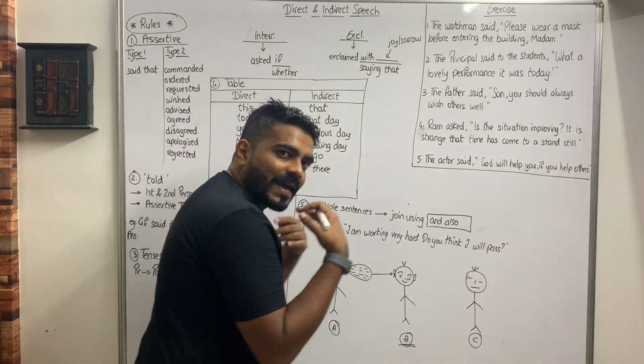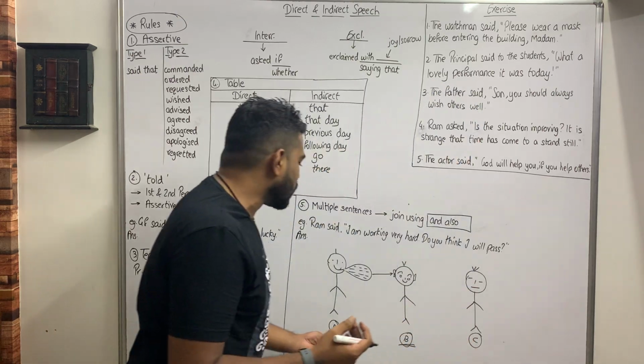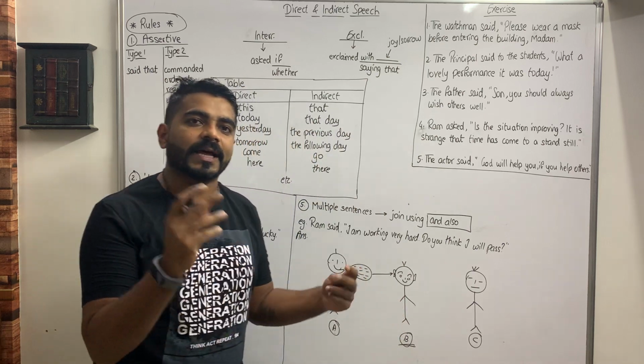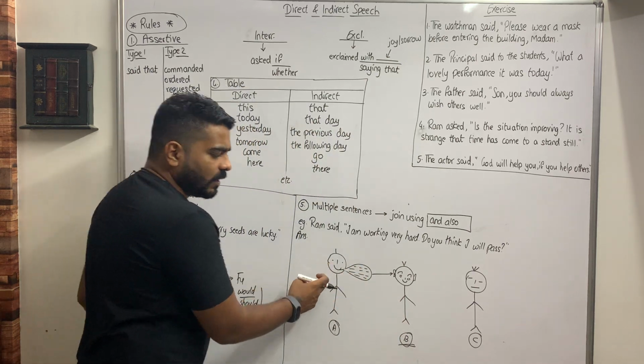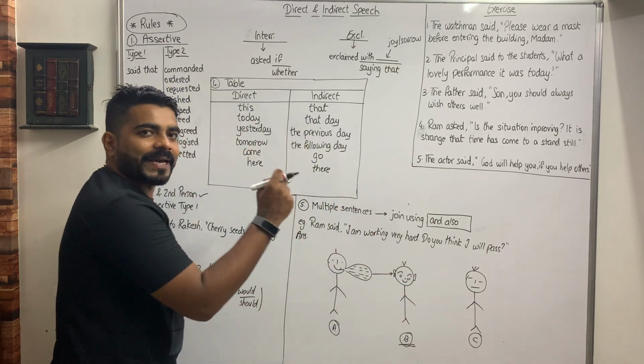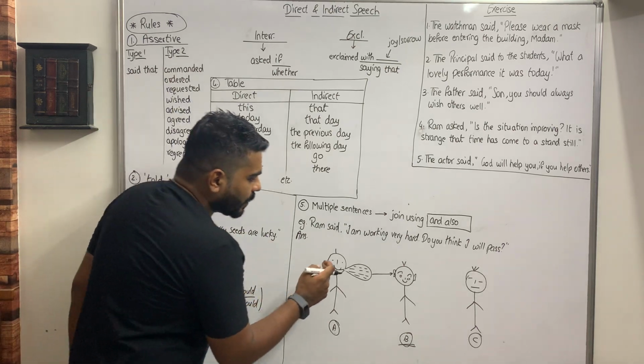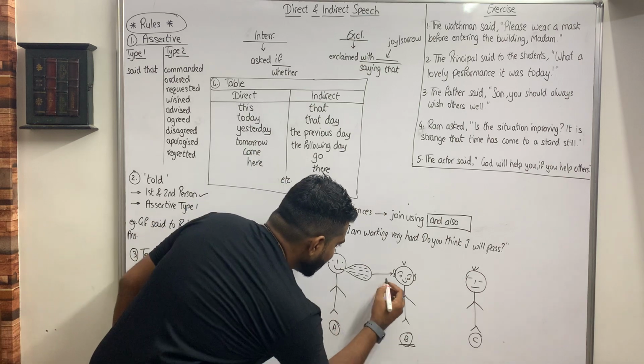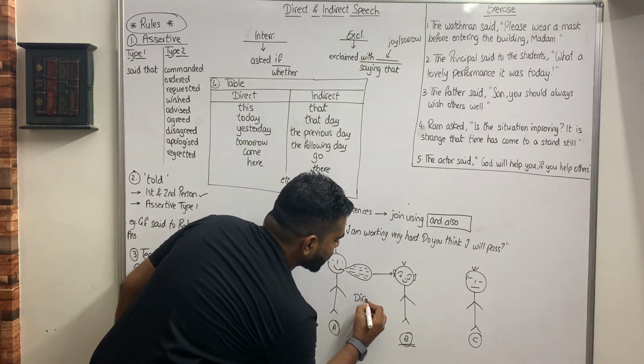So the one who says, जो बोल रहा है, is the first person. जिसको बोल रहा है, is the second person. That is, the speaker is the first person, listener is the second person. Okay? अभी ये A ने B को directly कुछ बोला है. Okay? So this is called direct speech.